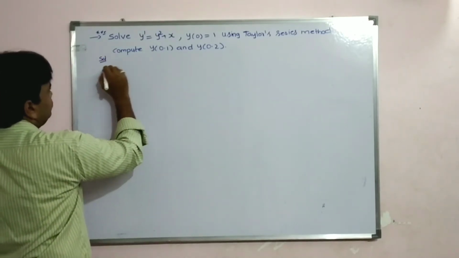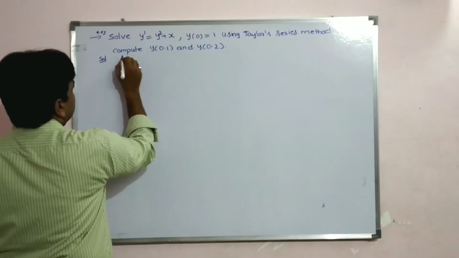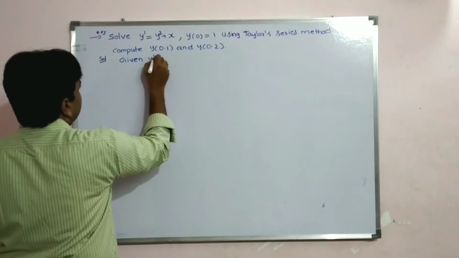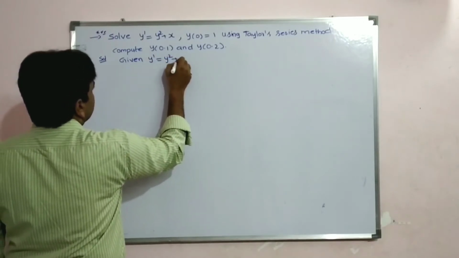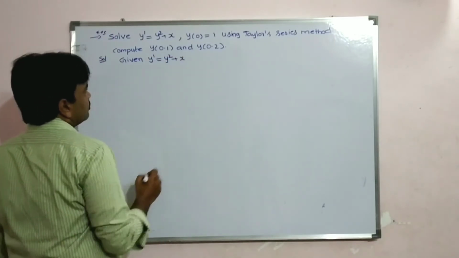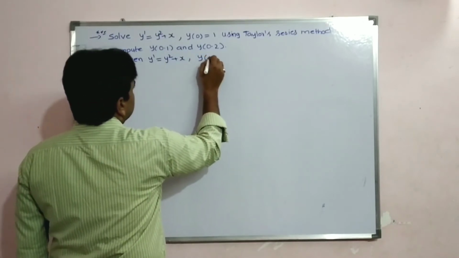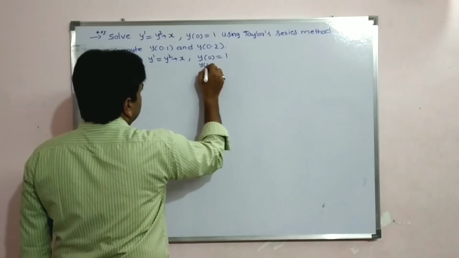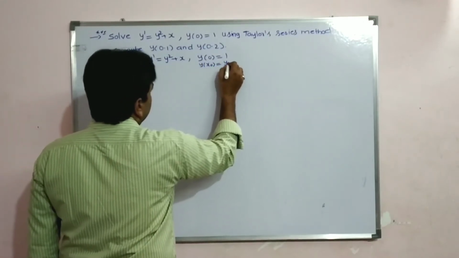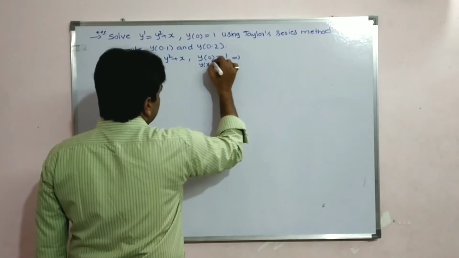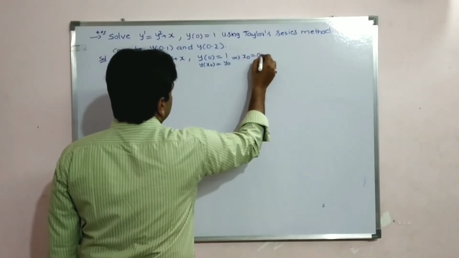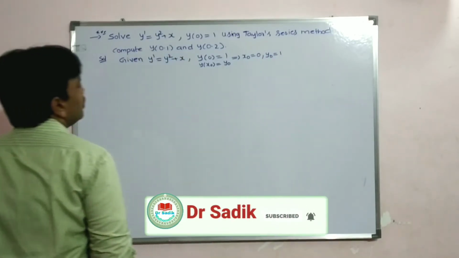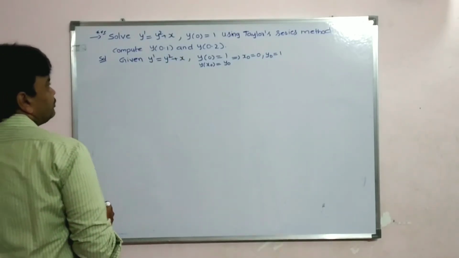Solution. Given y dash is equal to y square plus x, and also y at 0 is equal to 1. So I am writing here y at x naught is equal to y naught. Now compare these two, students. So x naught value is 0 and y naught value is 1.